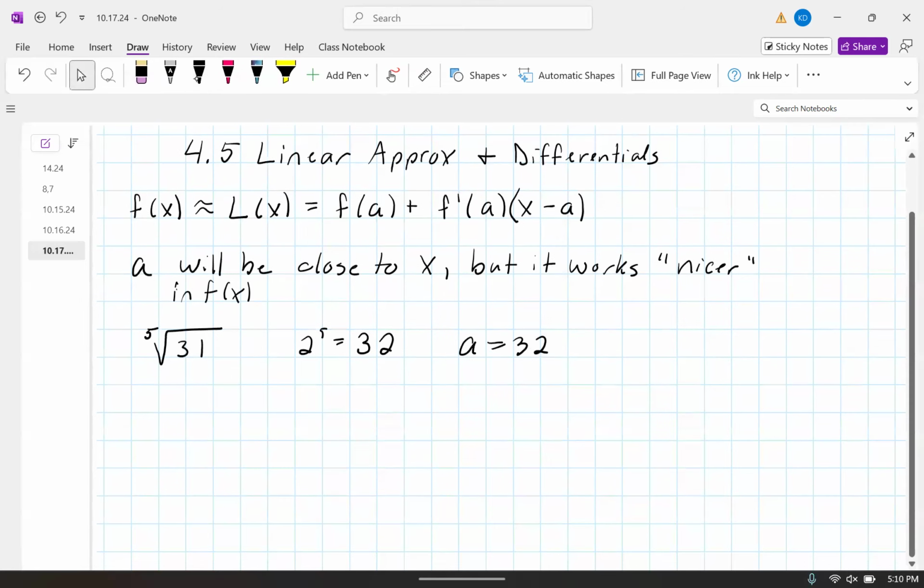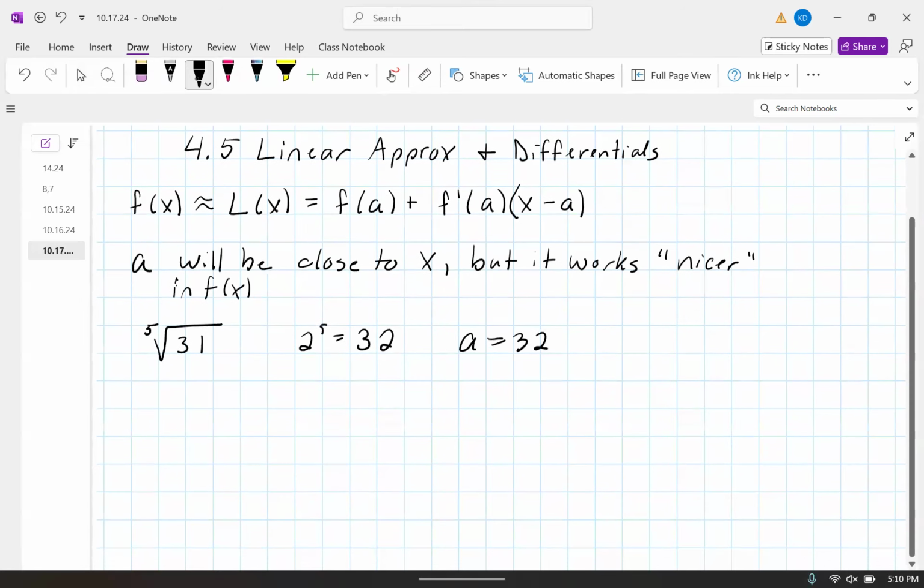If we want to approximate the change in Y, so approximate our delta Y, and this is our differential, it's F prime of A times our change in X. So the change from X to A. All right, let's say mark a good example.